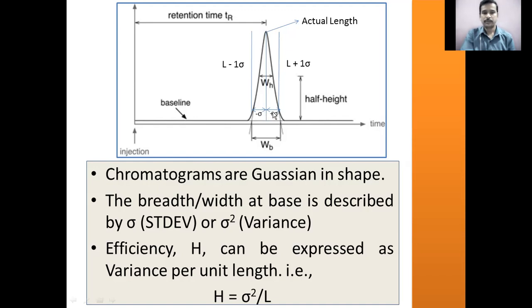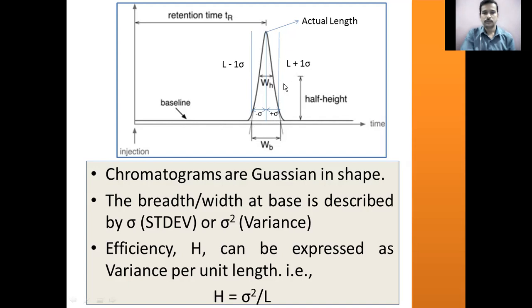And this is obtained at the chromatographic peak, minus sigma and plus sigma. This is obtained by the chromatographic peak because this is present in the Gaussian shape. This is one thing. And the baseline width can be obtained at the baseline of the chromatographic peak.